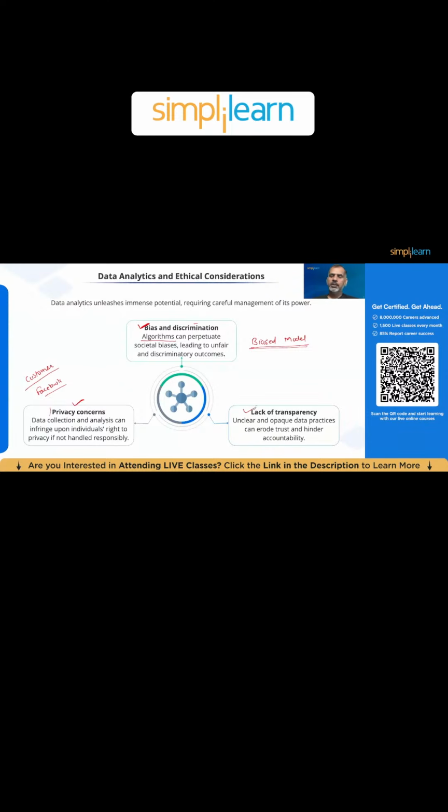Lack of transparency: if you are not very clear with your data practices, that can introduce some errors, dent your trust and hinder your accountability also. So data ethics practices are very important in the process of data analytics.